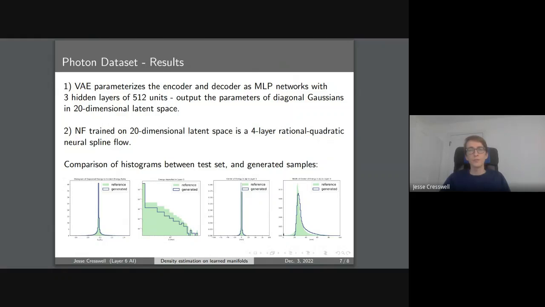So now we can apply our approach. In the first step, we train a VAE with a 20-dimensional latent space to learn a representation of our manifold. And then once we have that, we can train a normalizing flow on the 20-dimensional latent space to estimate the density. We can sample from the combined model and compare those samples to a test set to see how realistic the samples are and how accurate the distribution has been learned. So on the bottom, we have a few histograms comparing the distribution of generated samples to the test set on a number of high-level features that are motivated by the physics. We see that the agreement is quite good, especially for the very small scale of these models.